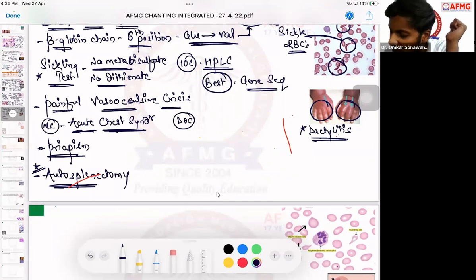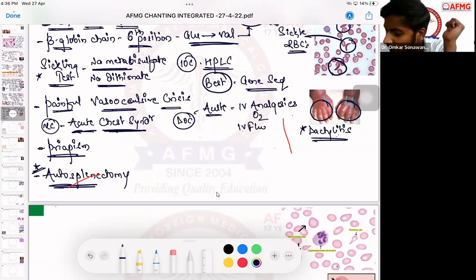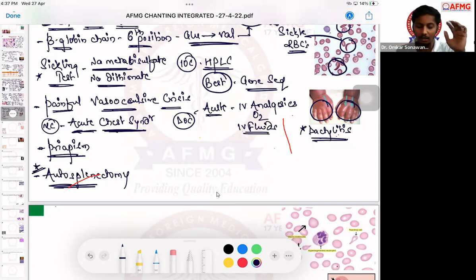So if the patient presents to you in acute condition with acute painful vaso-occlusive crisis, definitely you will give IV analgesics to the patient to relieve the pain. Along with that, oxygen is given to the patient, and we will give IV fluids, that is, hydration of the patient would be done. So if the patient presents with painful vaso-occlusive crisis, IV analgesics, oxygenation, and IV fluids or hydration is required.